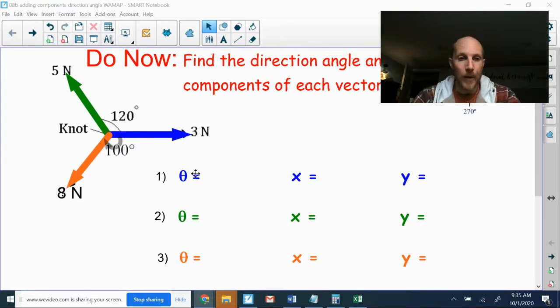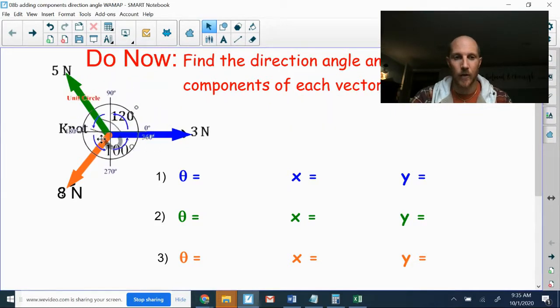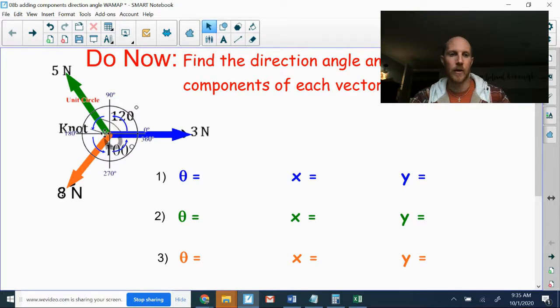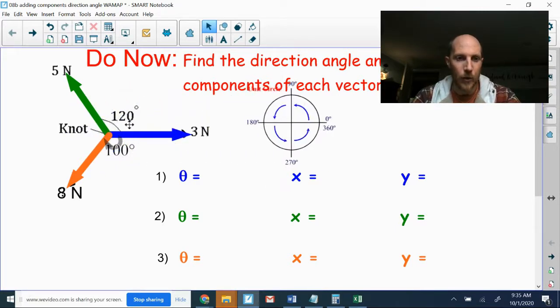All right, welcome back. So nice work on those. The blue vector is pointing straight to the left, and so that is going to have a direction angle of 0. The green vector is measured at 120 degrees, and that 120 degrees is measured from the positive side of the x-axis, rotating counterclockwise, 120 degrees, bam, green, right? So that is the direction angle of 120.